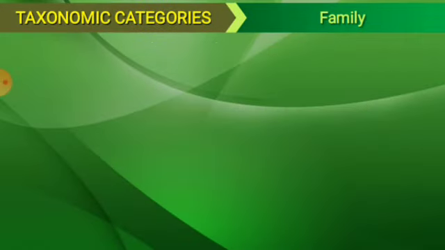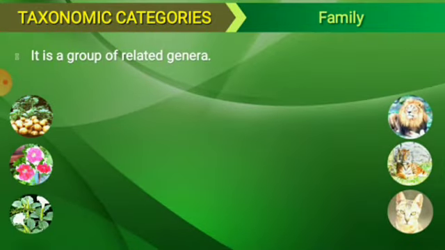The next category is family, which is defined as a group of closely related genera. These organisms are placed in the same family because they have some common or correlated features. They are separated from the genera of a related family by important differences in both vegetative as well as reproductive features.